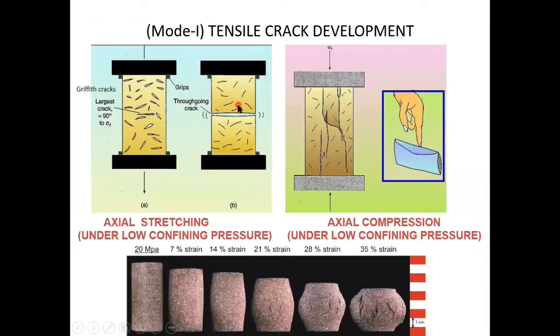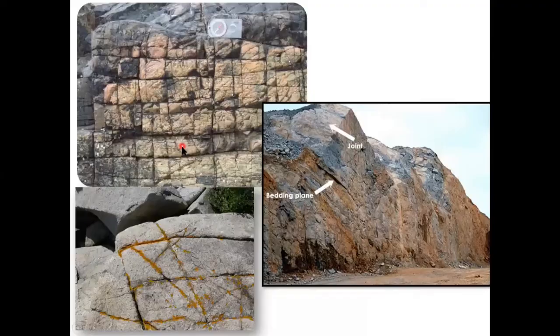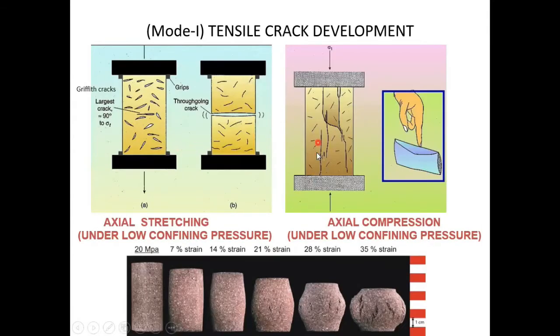So in mode 1 type of displacement or deformation, tensile cracks or mode 1 fractures will form. You can see these terms replace each other: mode 1 fractures, tensile cracks. These are all basically the same thing. Under vertical loading, with sigma 1, the maximum compressive stress, in this direction, these tensile cracks will again open up. This is a really good analogy.